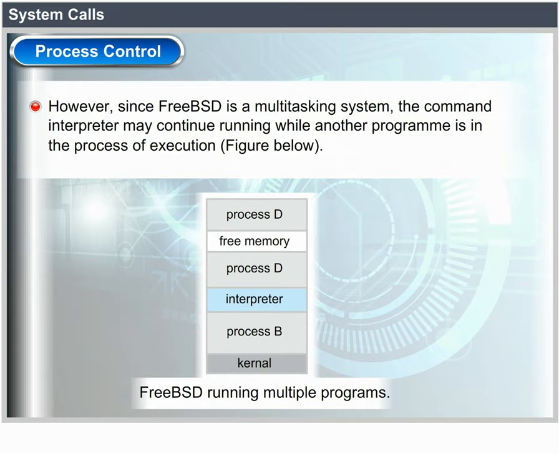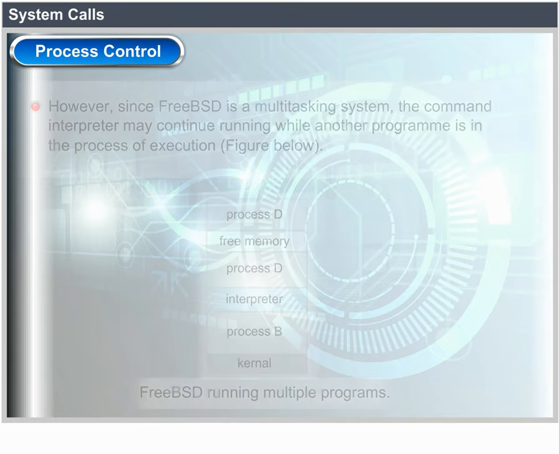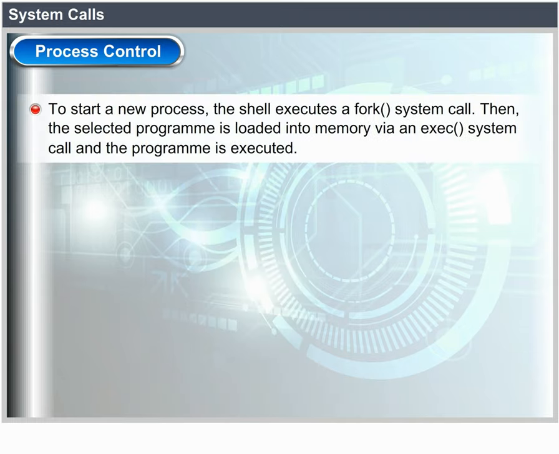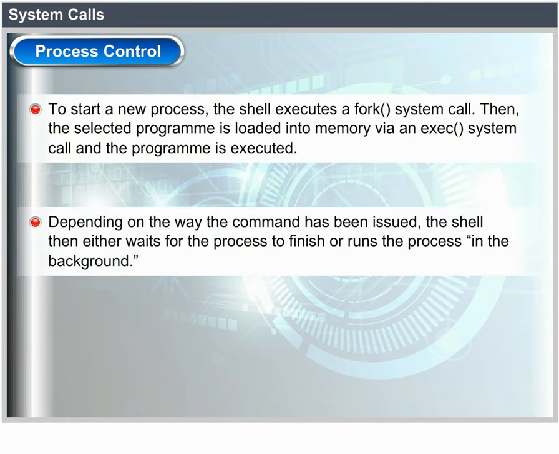To start a new process, the shell executes a fork() system call. Then, the selected program is loaded into memory via an exec() system call, and the program is executed. Depending on the way the command was issued, the shell then either waits for the process to finish or runs the process in the background. In the latter case, the shell immediately requests another command.